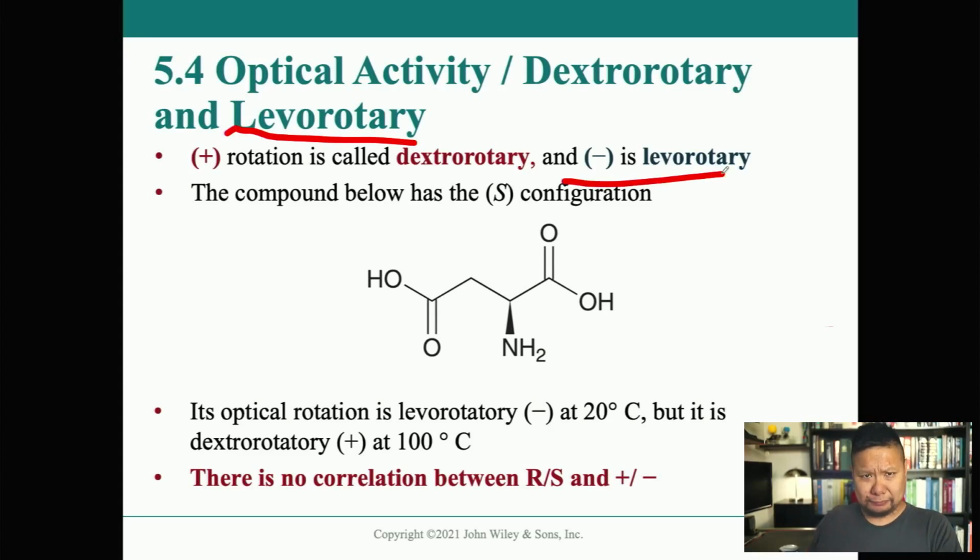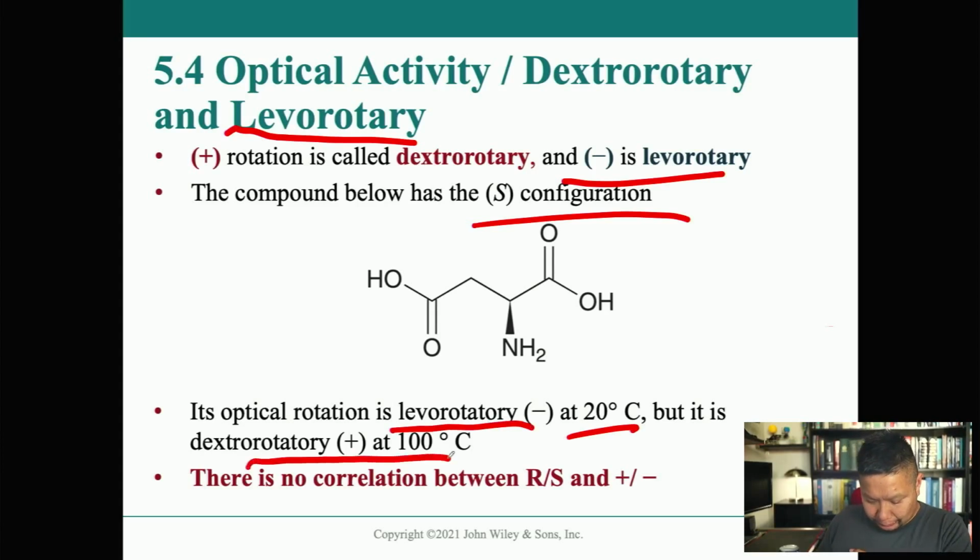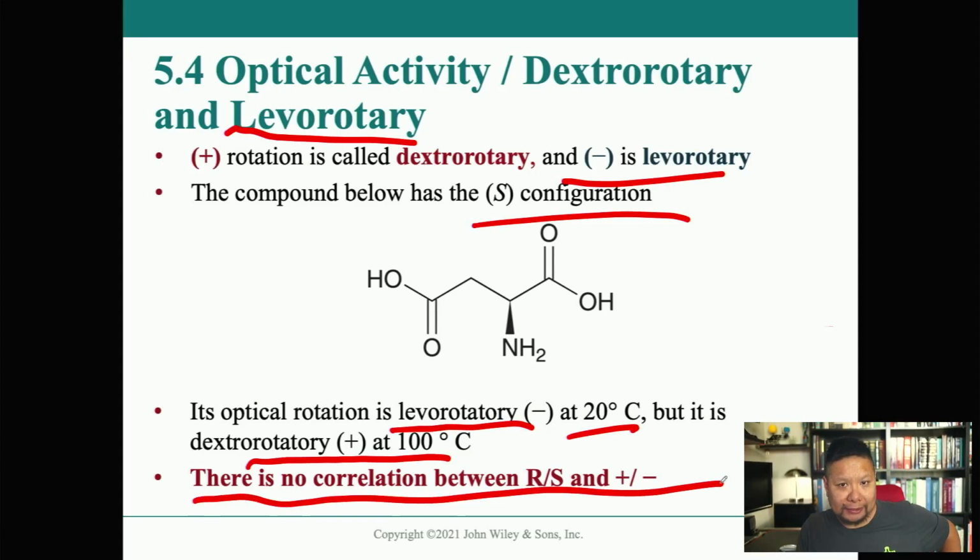The compound below has an S configuration, right? But its optical rotation is levorotary at 20 degrees. But it's dextrorotary at 100 degrees Celsius. So 20 degrees Celsius is like room temperature. So its optical rotation is mostly levorotary, which is negative. You can heat it up, and then it will go positive to dextrorotary. But again, there's no correlation between positive and negative, or dextrorotary/levorotary, and R and S, okay?